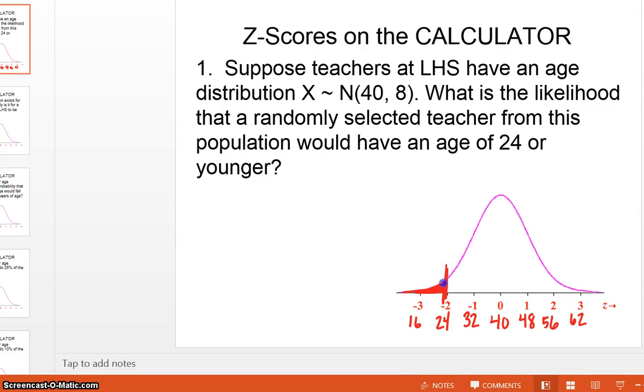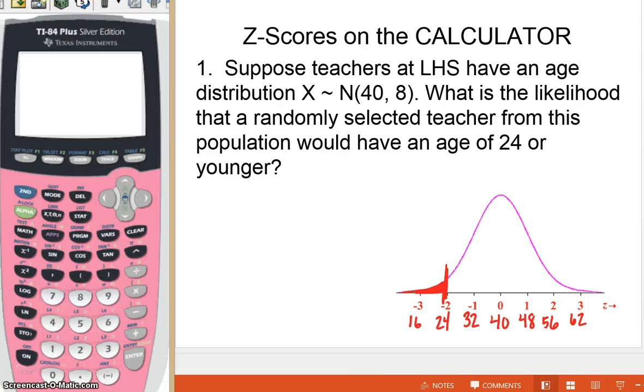Okay, you should know from your 68, 95, 99.7% rule that that tail is about 2.5. Okay, but how do we type that in the calculator? So we're going to go back into distribution. We're going to go down to number 2, normal CDF. Our lower bound here is negative infinity. Our upper bound is 24. Our mean now is 40. And our standard deviation is 8.